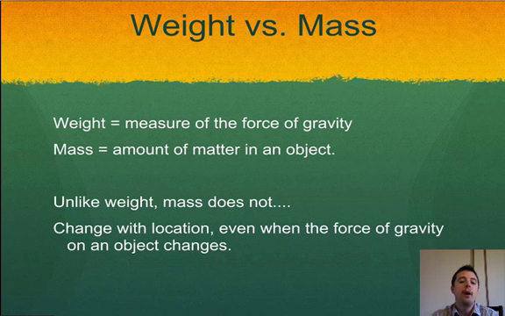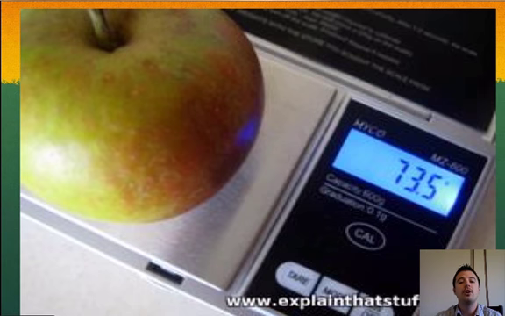Now, when you measure the weight, though, that is something different than mass. Weight is a measurement of the force of gravity. Mass is the amount of matter in an object. So unlike weight, mass does not change with location, even when the force of gravity on an object changes. What's great about mass, and why we use a balance and not a scale in science, is mass is consistent no matter where you are in the world. When you are in different places, gravity may be different upon you, therefore causing the weight to change depending upon what location you're at.